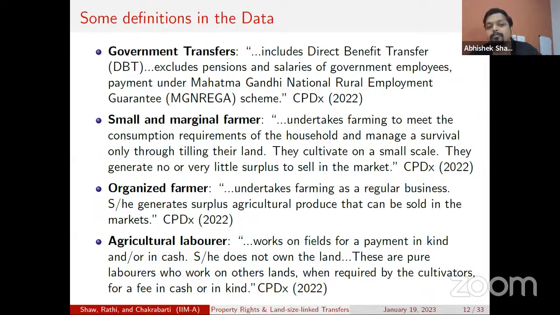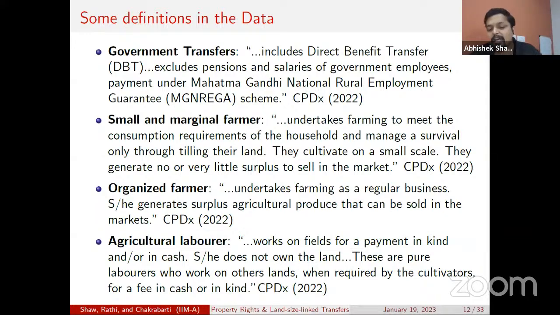And the other thing is, what is a small and marginal farmer? Generally in agricultural censuses or NSSO, there is usually a land size definition. Here they don't explicitly use a land size definition, but it's more about whether there is largely subsistence farming with occasional surplus. Organized farmers are basically people who are producing for commercial purposes, for sale, right? So there's a difference there, and we'll see that. I'll show you a graph after this which will give you some sense that this seems reasonable.